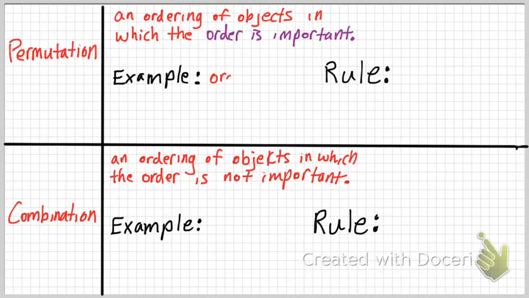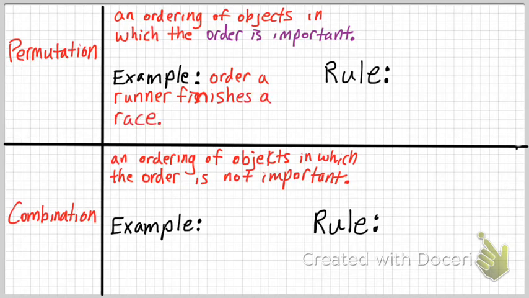So order finishes a race. And then for combinations, it's going to be things like members chosen for a club, or playing the lottery, or selecting colors to color with.